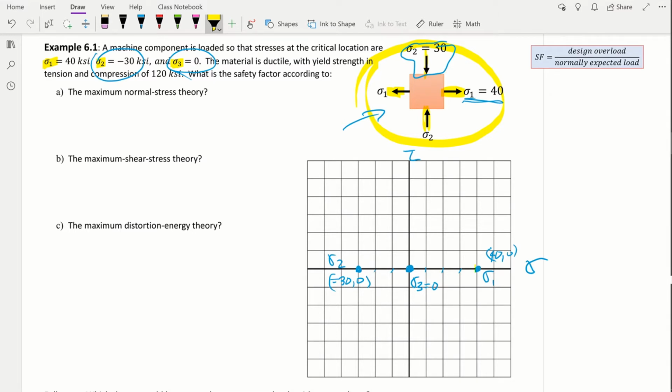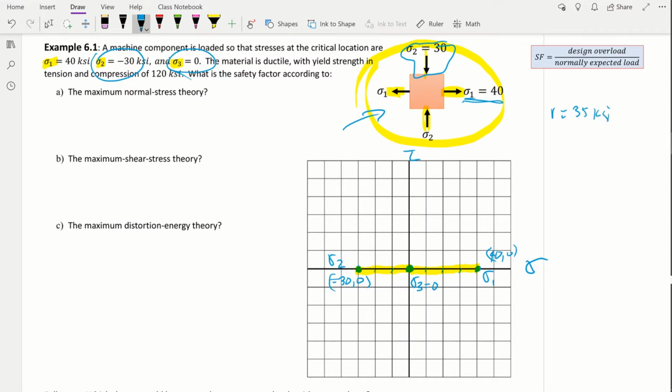So if we want to draw the circle, first we want to figure out what is the center of that circle. Well, we know that this distance here from the origin to sigma 1 is 40. And this distance here from the origin to principal stress 2 is minus 30. So the whole distance is 40 plus 30 or 70. If we divide that distance 70, which is the diameter, by 2, we're going to get 35, which is the radius. So let me go ahead and just write it down so I don't forget. The radius is 35, in this case, ksi.